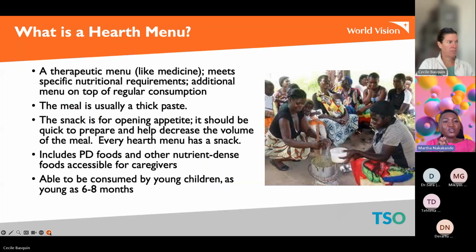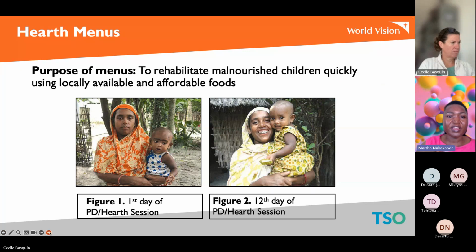So the purpose of the PD Hearth menu really is on the slide before. The purpose of the PD Hearth menu is to rehabilitate children who are moderately wasted using locally available foods. And that's a very beautiful picture of a child who came the first day for the PD Hearth session, and that is them on their 12th day. So you're not using any SNF, you're using food that is within the community to be able to treat this child.